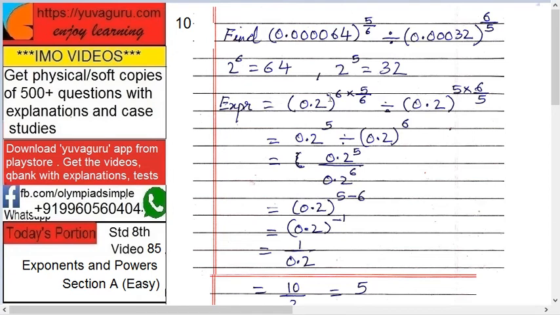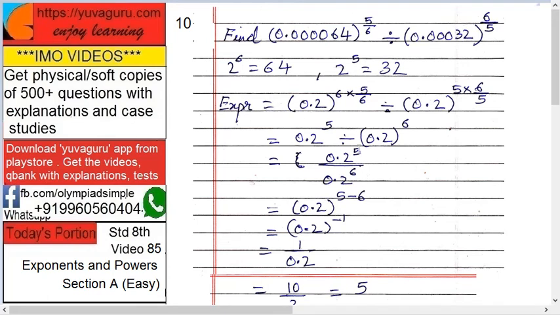So now 6 gets cancelled, 5 gets cancelled, it becomes 0.2 raised to 5 divided by 0.2 raised to 6. Now the problem is simpler. Divide means make it upon. So it becomes 0.2 raised to 5 upon 0.2 raised to 6.